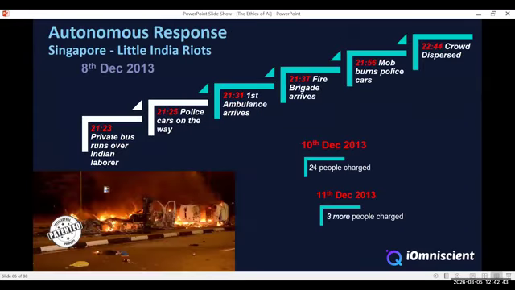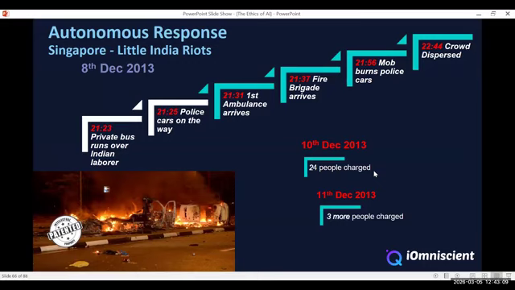In Singapore, they had a riot in a place called Little India. A bus ran over a laborer, it killed him, his friends got upset. It became a riot. So see the timing, 9:21 the accident happens. 9:25, 2 minutes, the police are there. 8 minutes, the ambulance has arrived, then the fire brigade. In 1 hour, they've all gone home. Next day, 24 people are charged.